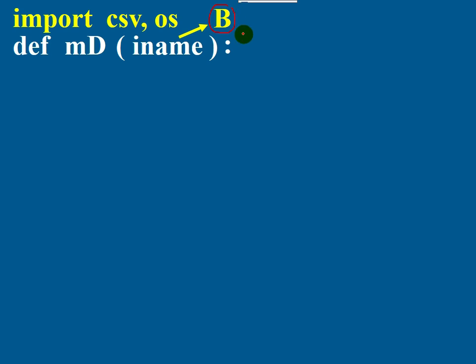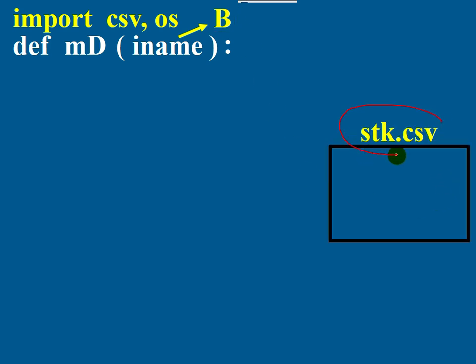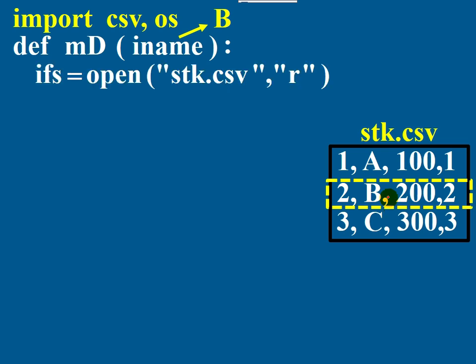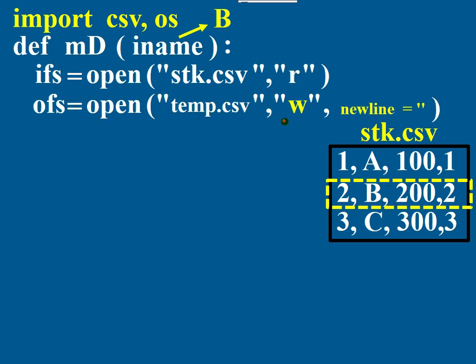Example taken B. This is the CSV file and it contains 3 records. So as per this example, we want to modify the second record because for the second record the item name is B. This file must be opened for reading purpose. A temporary file must be opened for writing purpose in W mode. So this is the temporary file.